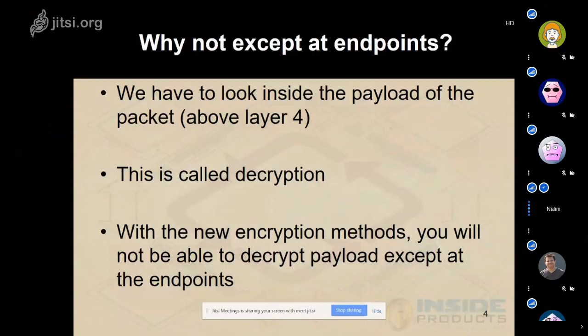So you have to do what's called decryption. And today, how is that decryption done? Well, we take the RSA private key to do the decryption. And with TLS 1.3, the approved method for doing decryption is only at endpoints, never in the middle of the network.